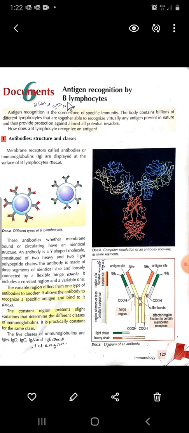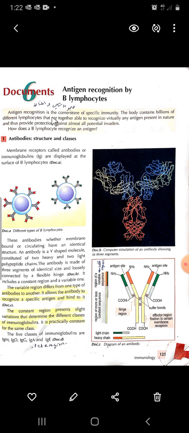In the previous sessions, we noticed that the B lymphocyte is a type of immune cell or leukocyte that is produced and matured in the bone marrow. Because of that, it's named B lymphocyte, B related to the bone marrow.